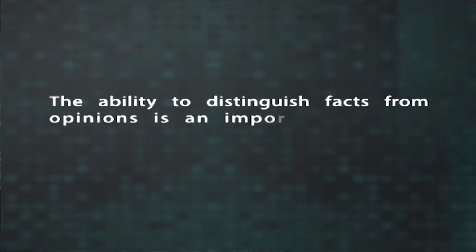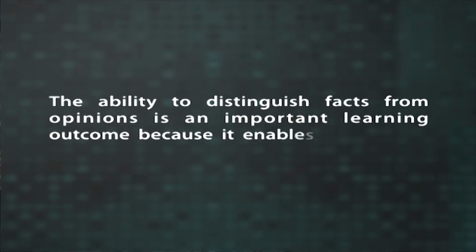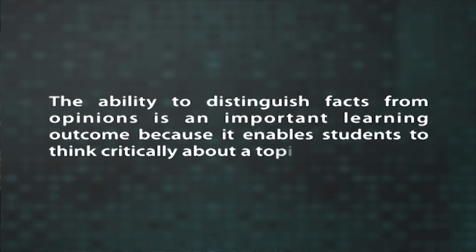Number 2, facts versus opinions. This format can also be used to measure whether students can distinguish between facts and opinions. The ability to distinguish facts from opinions is an important learning outcome because it enables students to think critically about a topic. Let us look at an example. Here, two declarative sentences are given. The first statement is a fact because the Constitution of India is indeed the highest law of our country, but the second statement is not a fact, it is only an opinion.